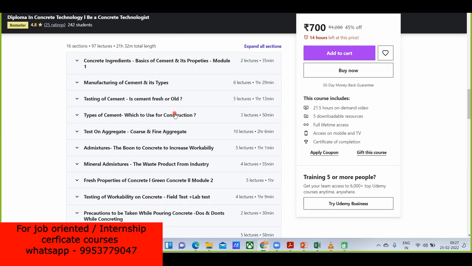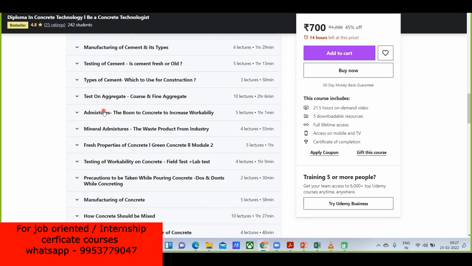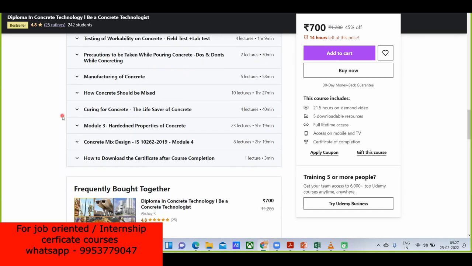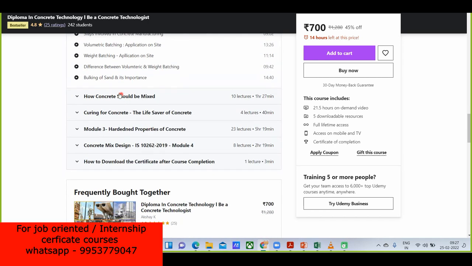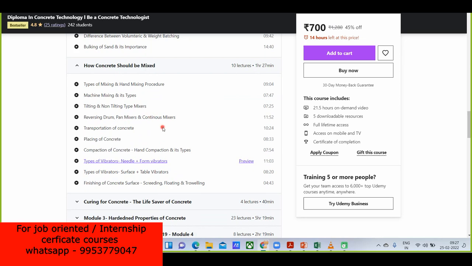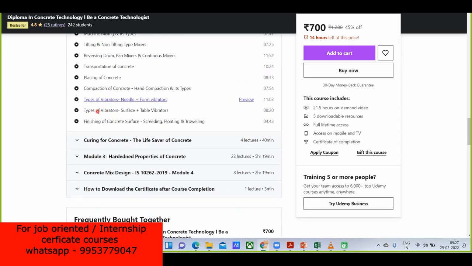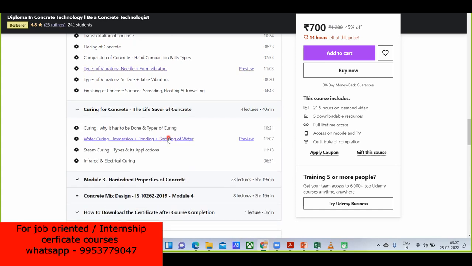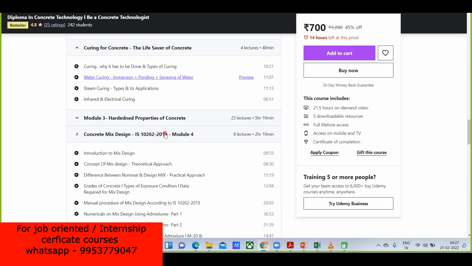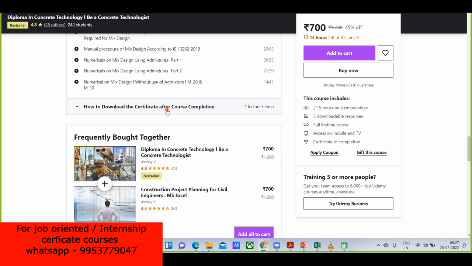I explained manufacturing of cement and its types, testing of cement, tests on aggregate, admixtures, what are mineral admixtures, fresh properties of concrete, manufacturing of concrete, what is the difference between volumetric and weigh batching, what is weigh batching, application on the site, how concrete should be mixed, how it is transported, everything, what are the different types of needles, vibrators, what is a surface vibrator, what is screeding, what is floating, what is troweling, and then what is curing, how a concrete mix design is prepared, and all those things.